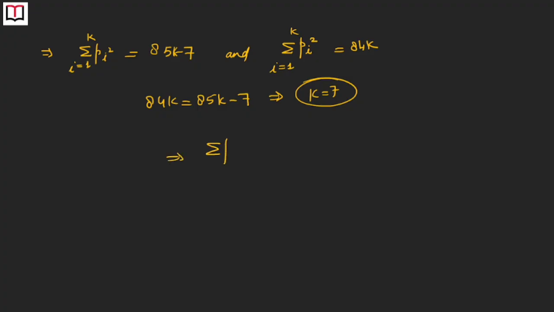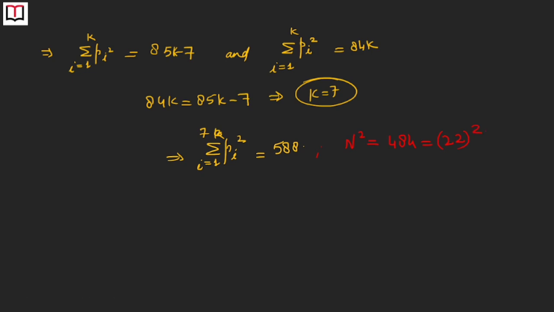Now that gives us the summation of perfect squares, i goes from 1 to 7, is 84 into 7. So how much is it? It's 588. Now the simple question is, if n square is the largest possible integer, so n square can't exceed 484, which is nothing but the square of 22. Is that the answer? That is another question.